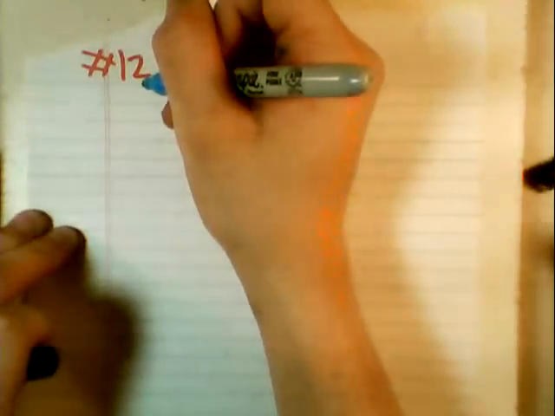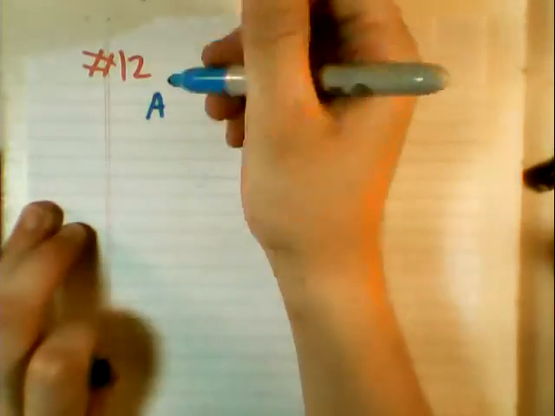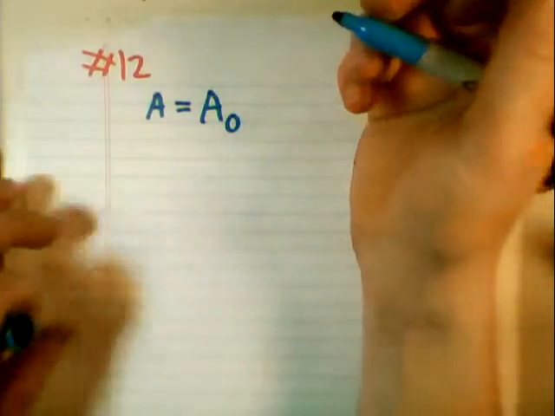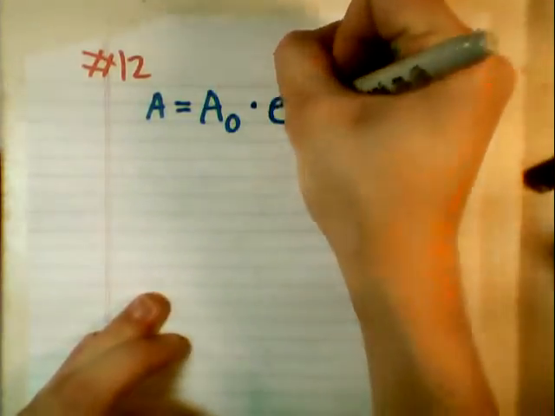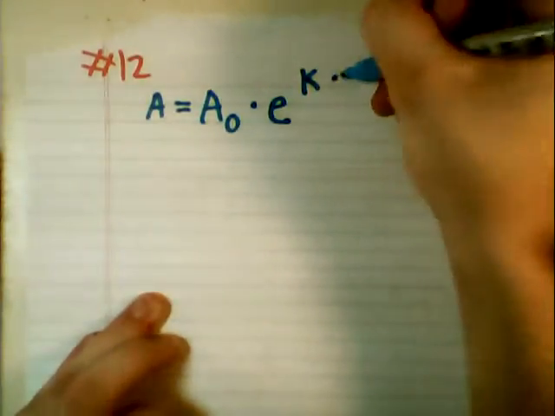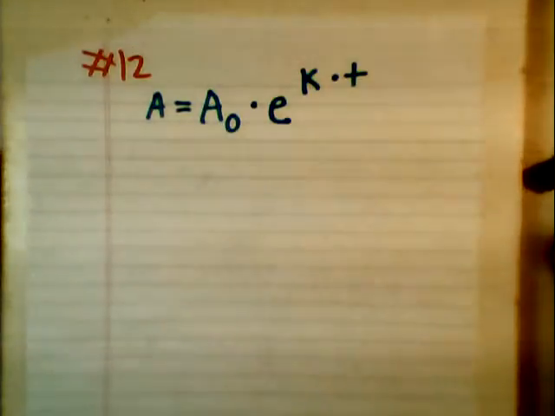So let's recall that our decay formula is A, which is the amount left over, which equals A0, the initial amount, times e to the k, which is our decay rate, times t, which is time. So we are told that our half-life is 6 days.